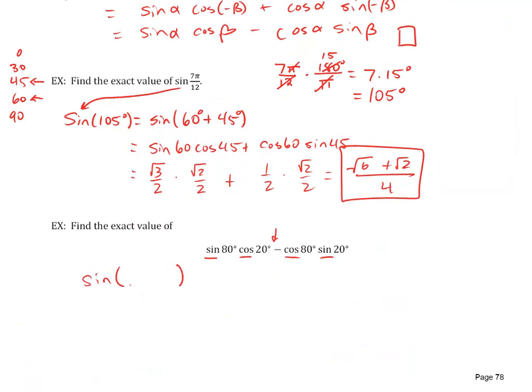then this is going to be alpha minus beta. That's what that formula is the same thing as. So we're just going in reverse. But in this case, I can go ahead and find sine of 80 minus 20 is sine of 60 degrees, which we know to be the square root of 3 over 2.